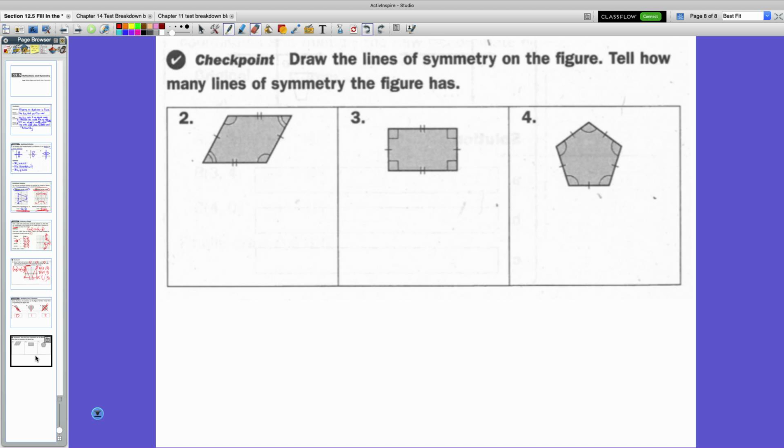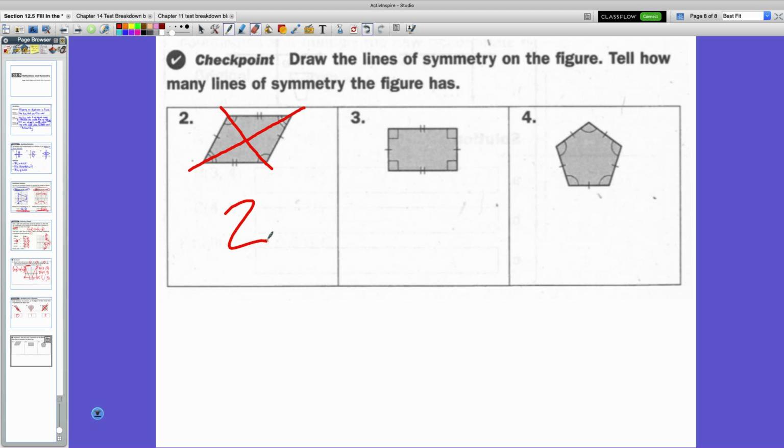Okay? So you guys go ahead and try checkpoints 2, 3, and 4. Go ahead and enter your answers over on the right-hand side, and then hit continue to see how you did. All right, so on number 2, since these are marked the same, I could definitely draw one this way, and I could draw one this way, and because it's slanted, that's it. I can only draw 2.